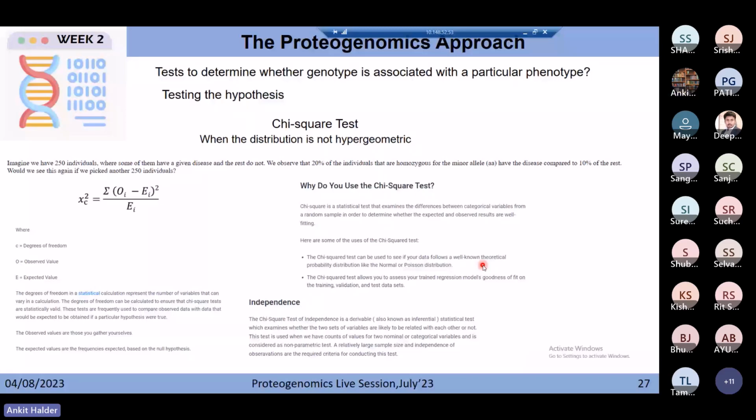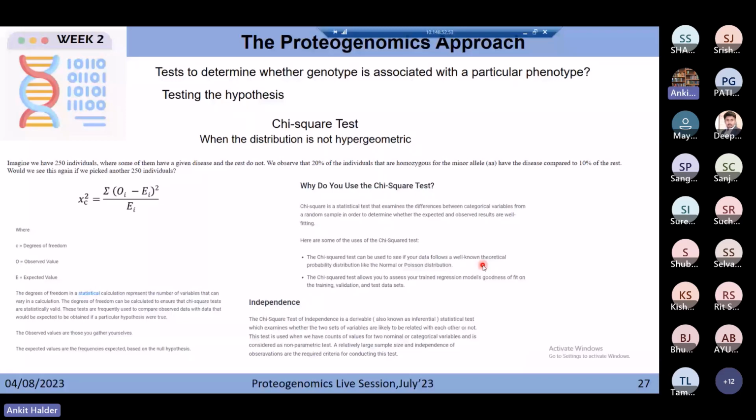So now, when will you use Fisher exact test and when will you use chi-square test? When the distribution is not hypergeometric. What is the meaning of the word hypergeometric? That is, it is not fixed. In the tea problem also, your answers and your choices were fixed. Similarly, using the balls, their answers and the number of turns are fixed.